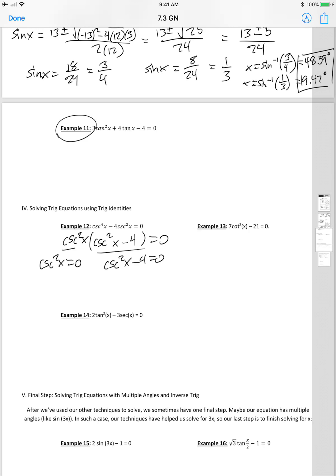So where is cosecant squared equal to 0? We can use our trig identities now. What is cosecant squared? That's 1 over sine squared. So I'm asking, when is 1 over sine squared equal to 0? If I want, I can write that as sine squared equals 1 over 0. And then we see right away that that's not going to give us a solution. It's an undefined value. And then over on the right, we have cosecant squared equals 4. Add 4 to both sides. Take the square root of both sides.